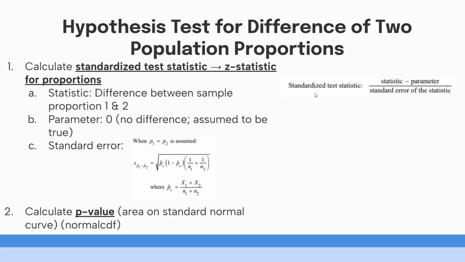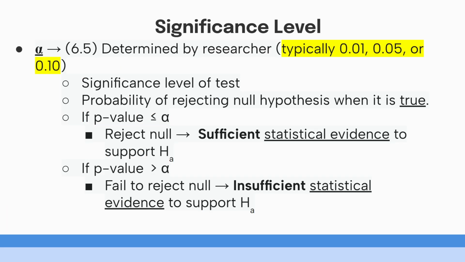Standardized test statistic is over here. And then you calculate your p-value, which is simply your area on the standard normal curve. So where the difference of the two sample proportions lie on our standard normal curve. And then you use normal CDF to calculate the area. We already went over this in great detail. Your significance level is simply determined by the researcher. It's either 0.01, 0.05, or 0.1. That's the significance level of the test.